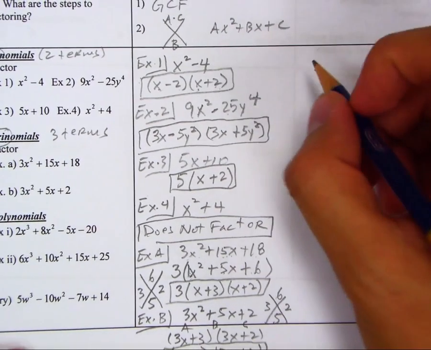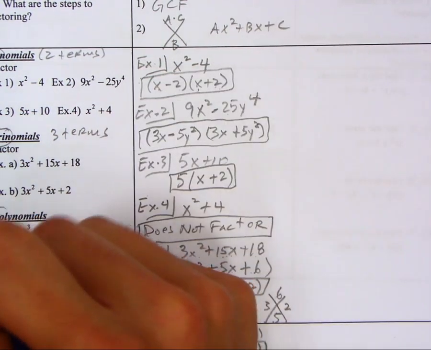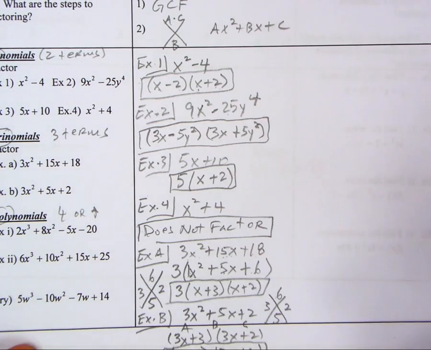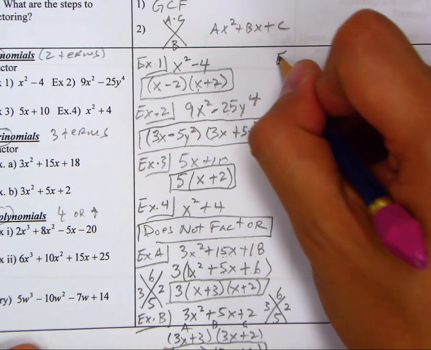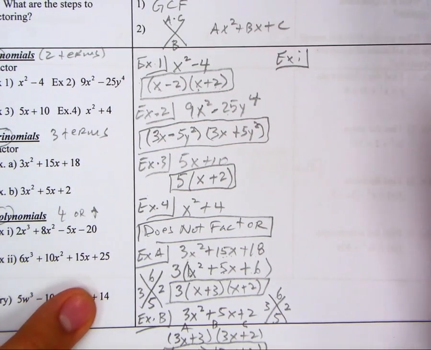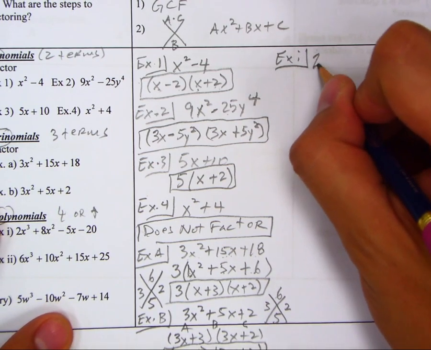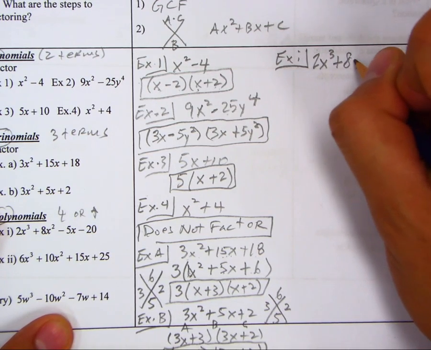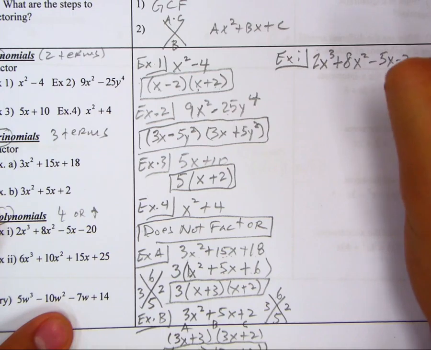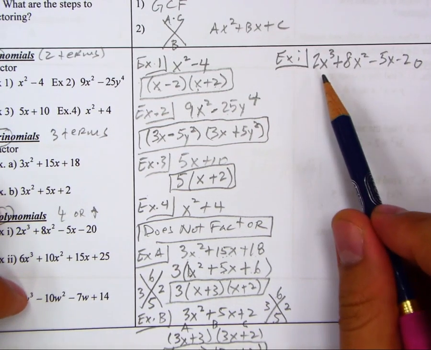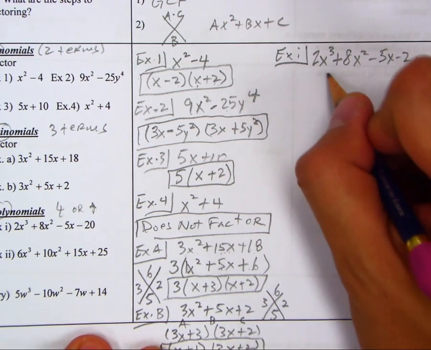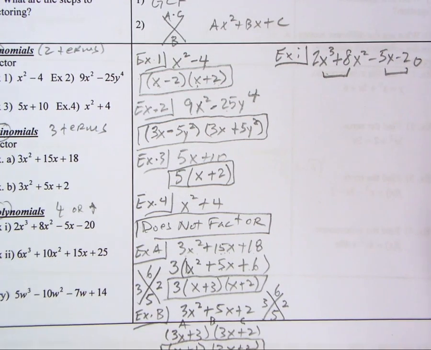Okay, going to example I. We're going to polynomials, which just means 4 or more. So example I. Copy the problem. 2x to the third plus 8x squared minus 5x minus 20. Now if you count how many terms, there's 4 terms. So whenever we factor 4 terms, we're going to group them for right now. We're going to group the first 2 and the third and fourth if there's no GCF.